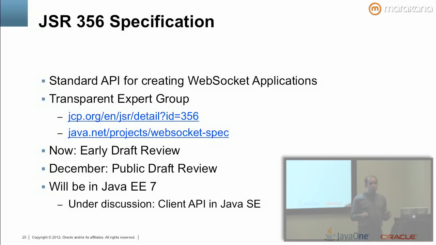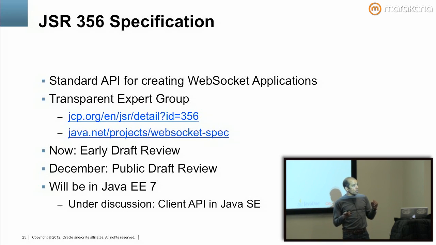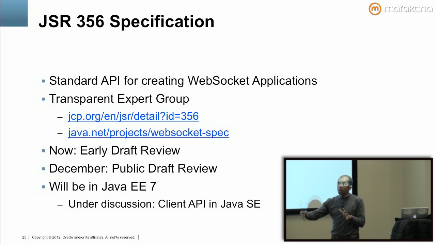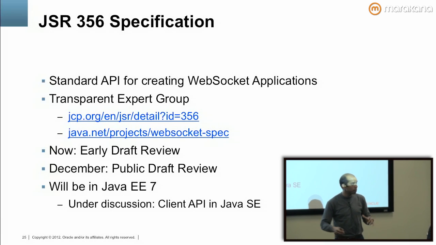JSR 356 is going to define a standard API for building WebSocket applications. As part of W3C, we have defined how the JavaScript API is going to look. JSR 356 will also define how a Java API for that would look. So it's defining not only the server programming model, but the client programming model as well.